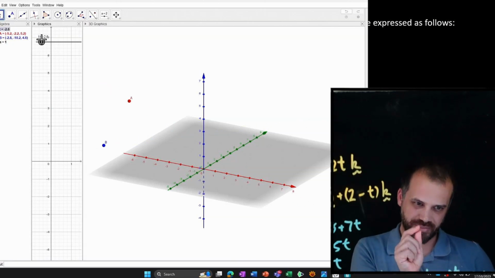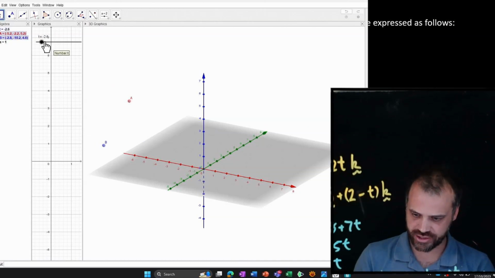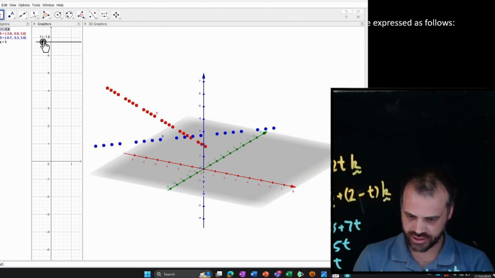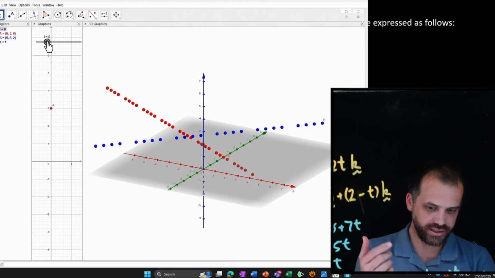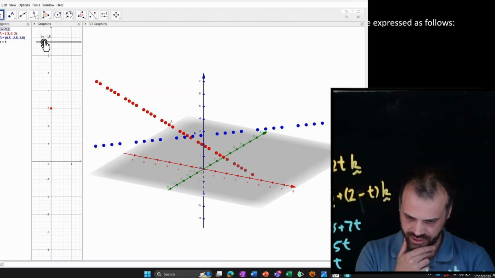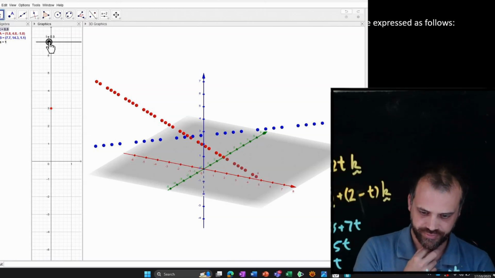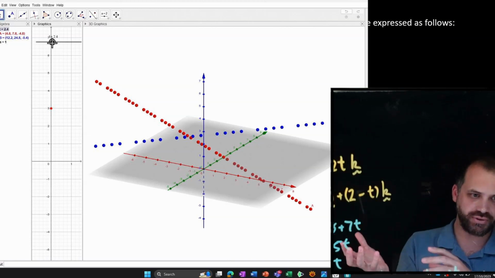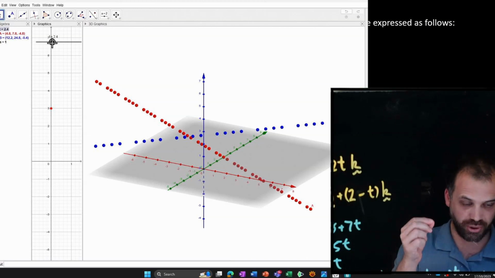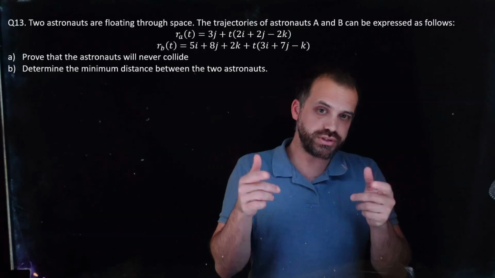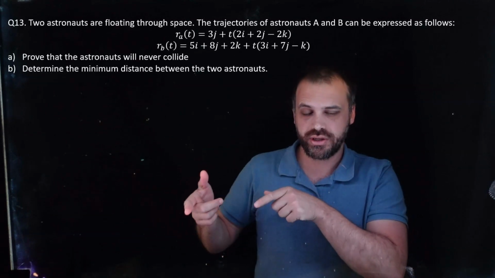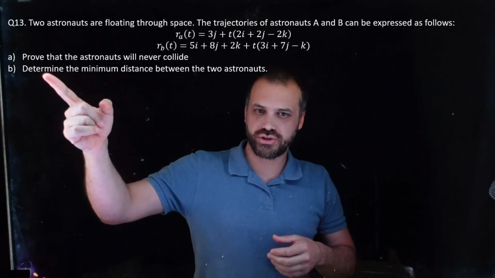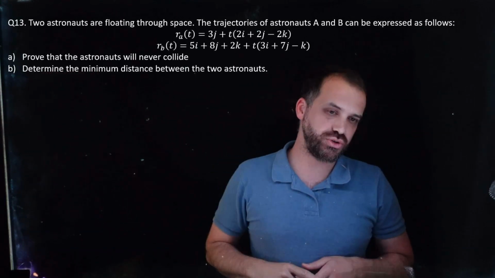We can show that a little more clearly by turning a trace onto their paths. Okay, you can see they never whack into each other, right? Blue seems like it's ahead of A. Alright, so there's our basic idea. That's part A. Our astronauts never collide because they don't share the same spot at the same time. Now the good news is that part A was the easy question. Part B is the difficult question. It says, determine the minimum distance between the two astronauts.